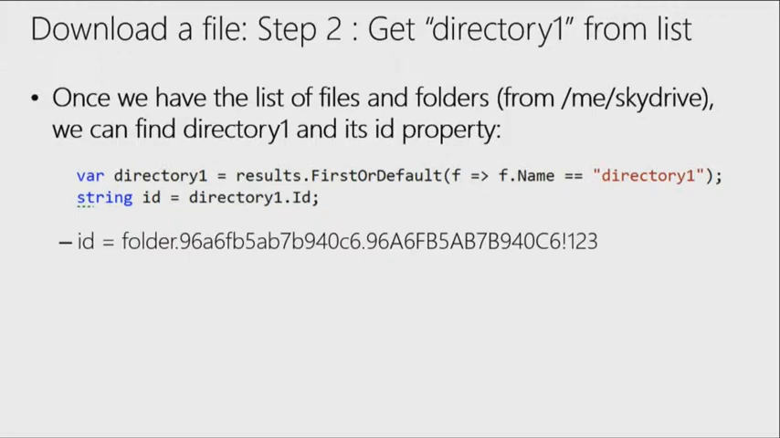We can then extract out the ID from that, and here is the human readable ID for the folder. Of course. Directory 1 equals folder 96. No, I'm not going to read that. Thanks. All right. So we're just barely into it. But what we now have is the ID of Directory 1.